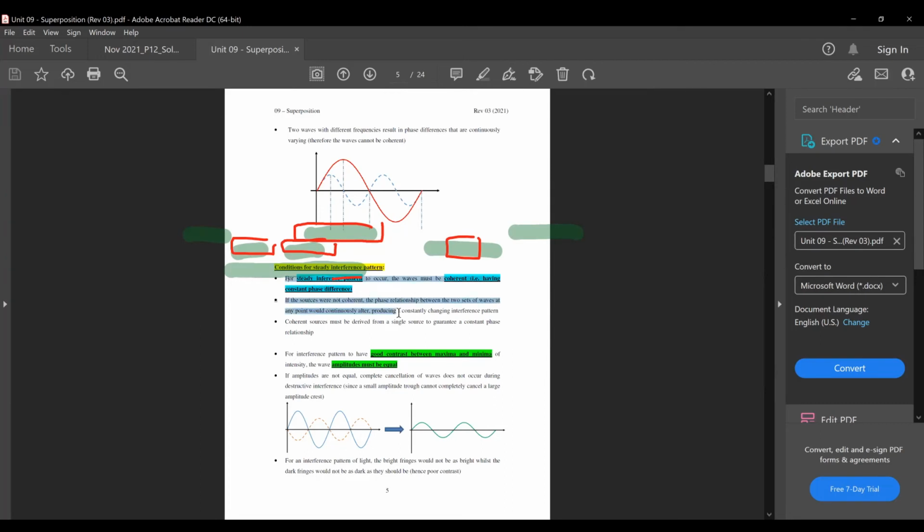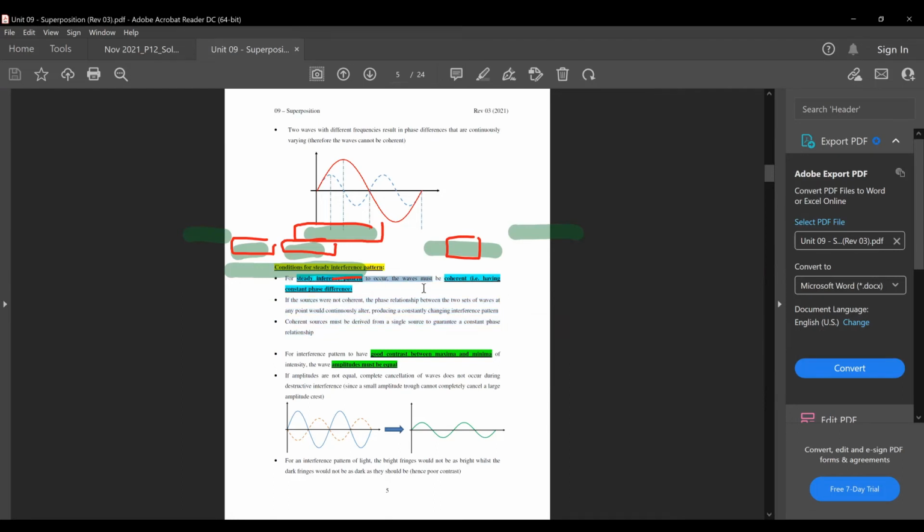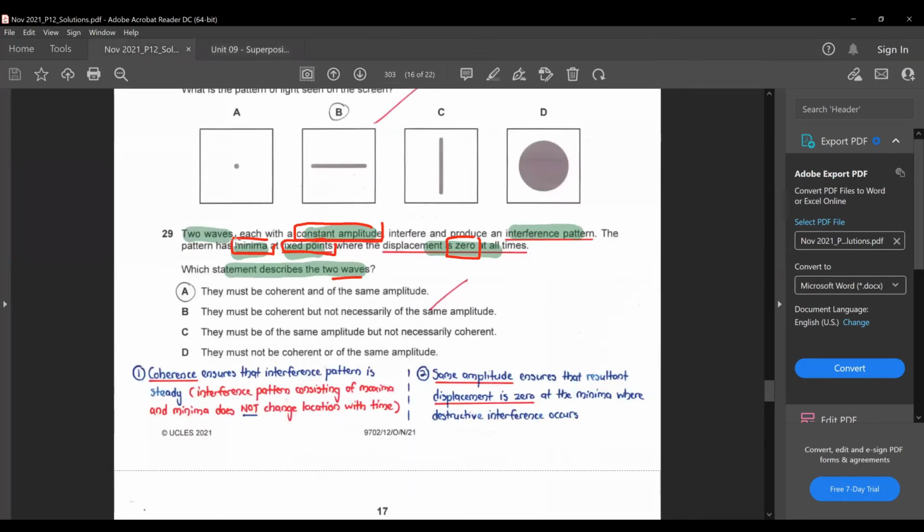Yeah, I mentioned it somewhere here under your superposition notes, page 5. I mentioned to you, if you want to have a steady interference pattern, you need to have coherence, okay? Because if your sources were not coherent, your interference pattern will keep changing. Your minima will keep changing positions, your maxima will keep changing positions. But here they already told you, your minima is fixed. It did not change position at any time.